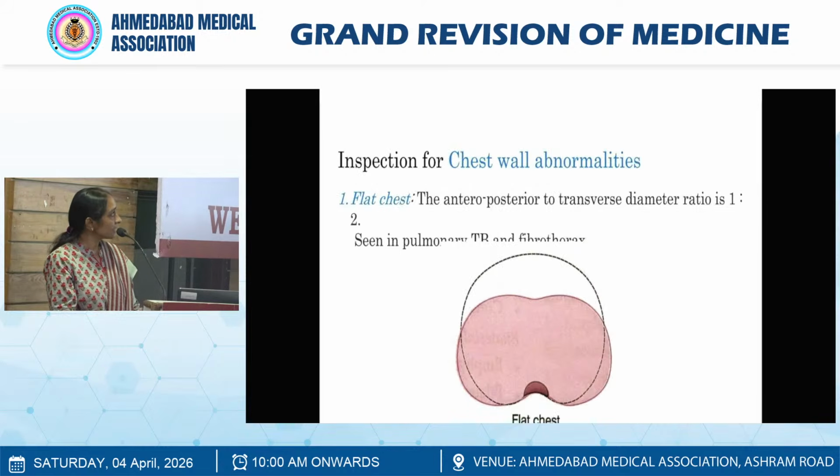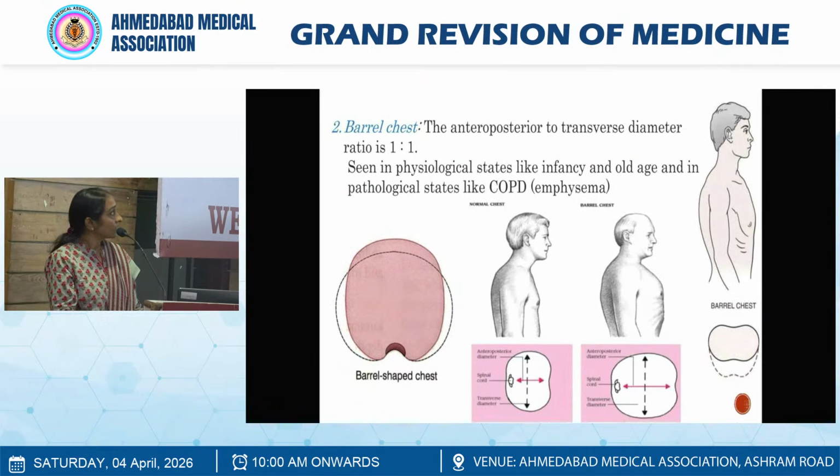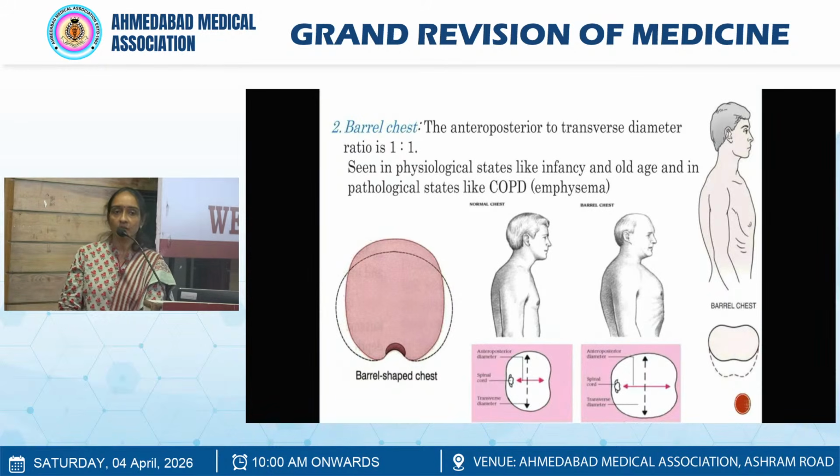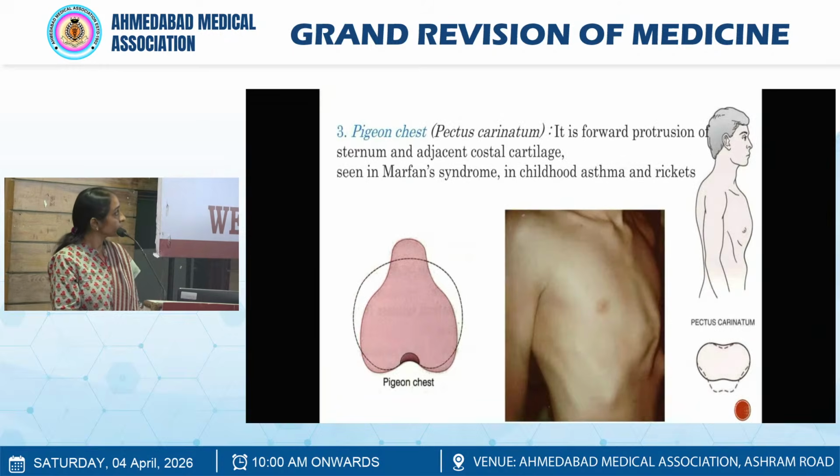Flat chest: the AP to transverse diameter ratio is 1:1. Barrel shaped chest is commonly seen in COPD patients. The whole chest becomes round, the AP diameter becomes nearly equal to the transverse diameter, and often the AP diameter even exceeds the transverse. That is a barrel shaped chest, a common finding in patients of emphysema. You can see the picture.